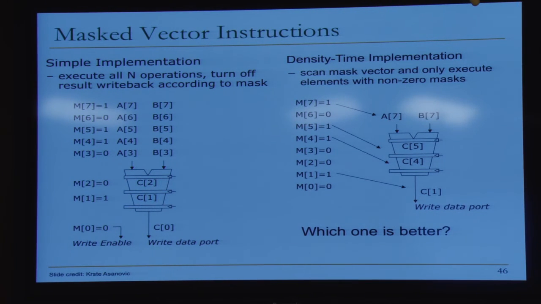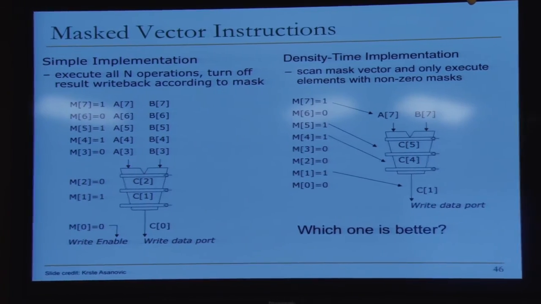I'll not get into this, but one way of executing predicated instructions is executing everything and eventually writing back into the register file depending on whether the predicate is true or false. That's the simple implementation. The other way is actually waiting until the predicate values are ready, and when you know the predicate value, only execute those operations that have predicate equals true. Of course, this can add additional delay. This doesn't add additional delay.